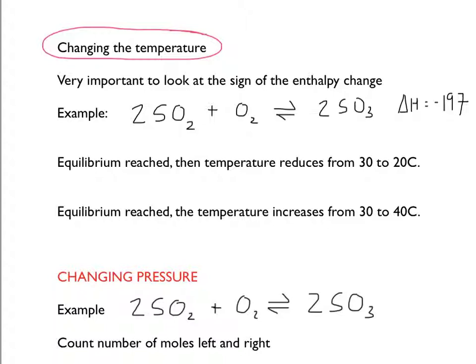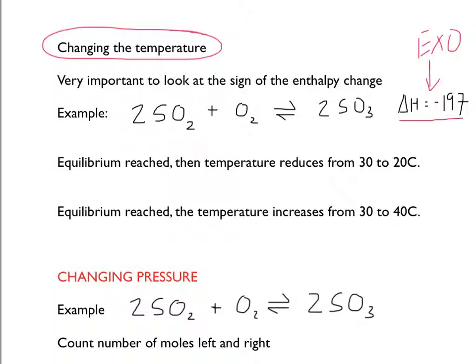Now we consider changing the temperature of a situation. What's really important here is to highlight the enthalpy change for the chemical reaction. So this is a minus sign, so this is exothermic. So here's the scenario. 2 moles of sulfur dioxide react with 1 mole of oxygen, making 2 moles of sulfur trioxide. These are all in the gaseous state. The dynamic equilibrium has been reached.